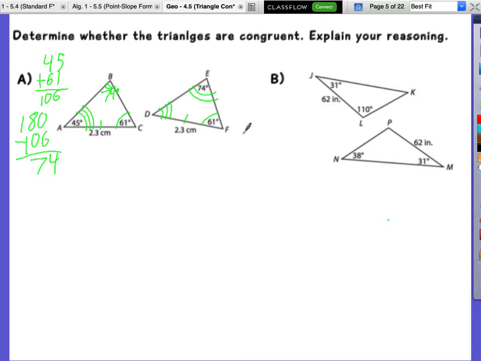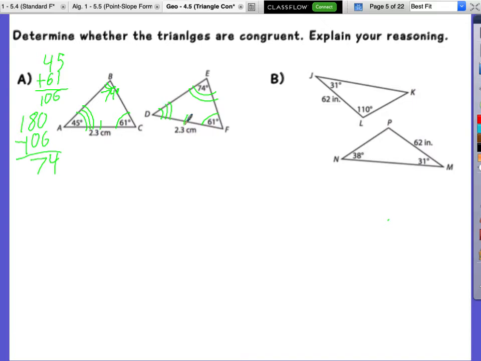So now, do we have two angles and the included side congruent to two angles and the included side? Angle A and C are angles. Is side AC included? What's an included side? The one between them, right? Is side AC between angles A and C? Yeah, so it's the included side. Two angles and the included side congruent to two angles and the included side.